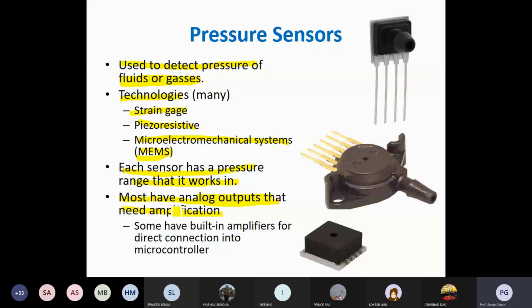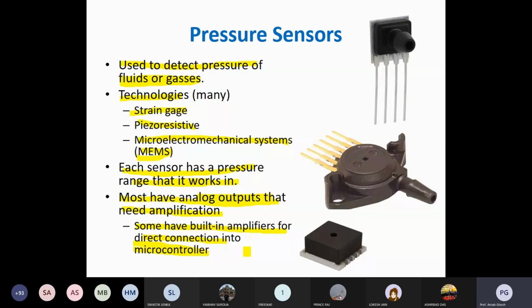Some have a built-in amplifier for direct connection to microcontrollers. Some of the microcontrollers are there for processing purposes. The microcontroller is not amplifying; the microcontroller generates the signal saying how much amplification is required. The amplifying is done by your amplifier circuit. Different circuits are there. The microcontroller gives the signal to the circuit, the switching pulse of the circuit, so how much amplification is needed.